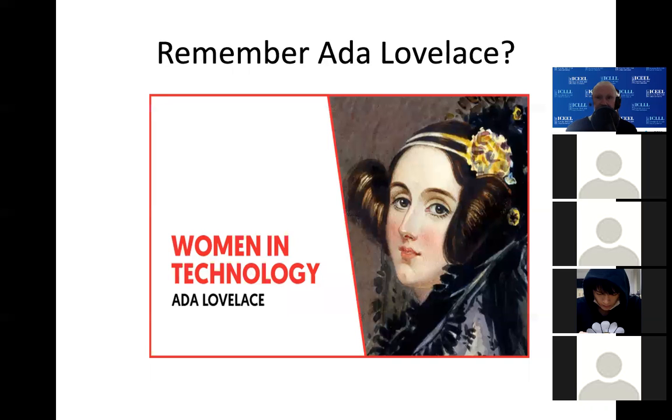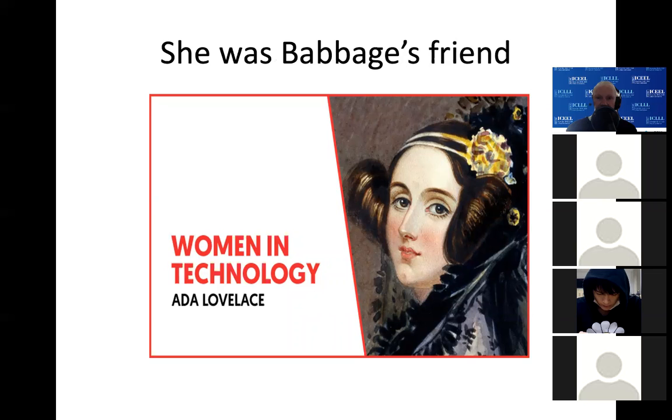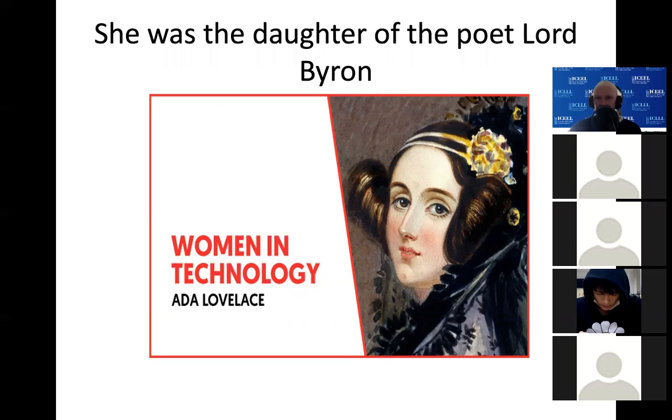And you remember Ada Lovelace? She's important. She was Babbage's friend. Remember the story? I did this before, that her mother hated her father, basically, right? She thought he was a complete lunatic. And she forced her child to study mathematics very seriously. But she was Babbage's friend. She was the daughter of the poet Lord Byron, right? This is where poetry and literature come together with computers.